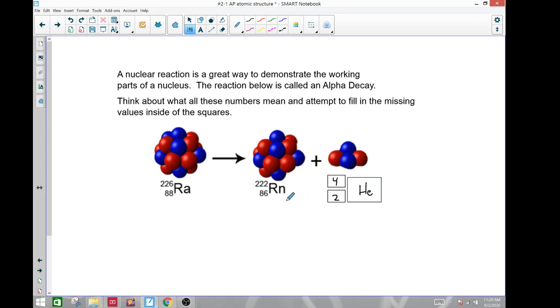And you'll note that in a particular nuclear reaction, 88 must equal these two. The bottom numbers must equal and the top numbers must equal. Okay, so 222 plus 4 should be 226. So again, not super common.